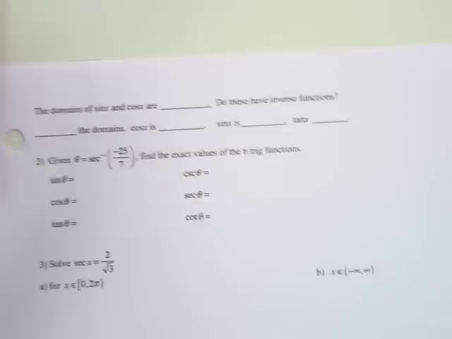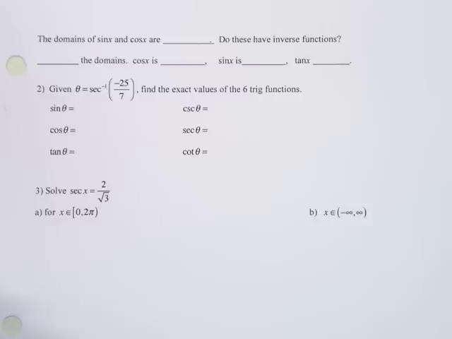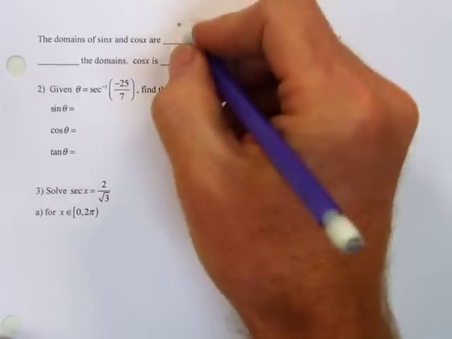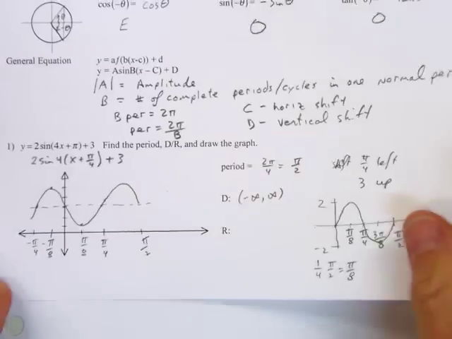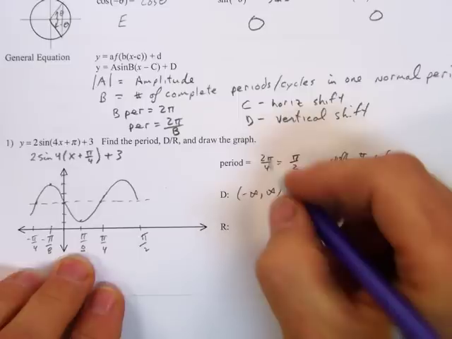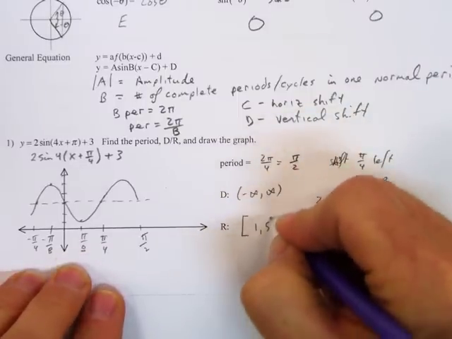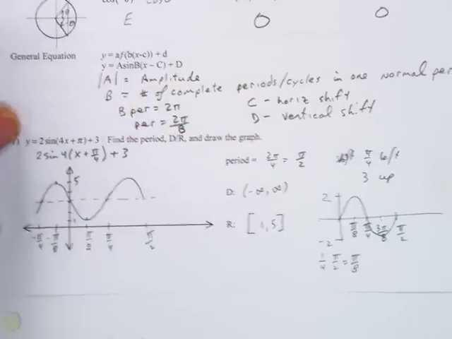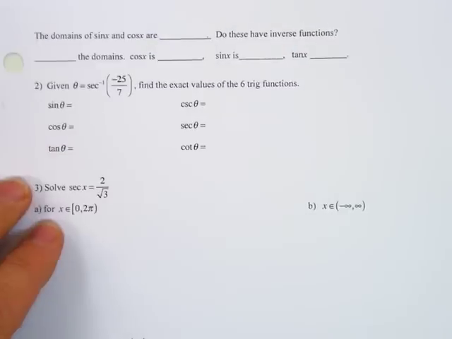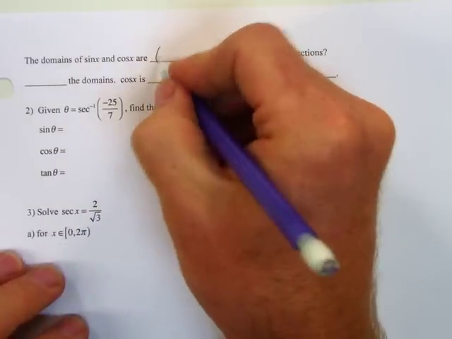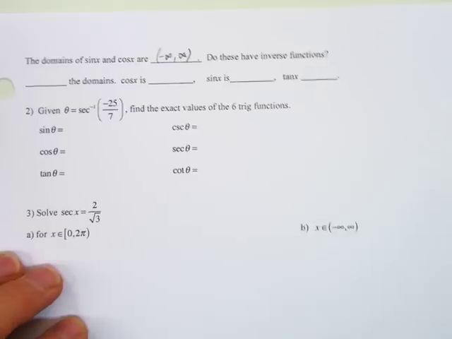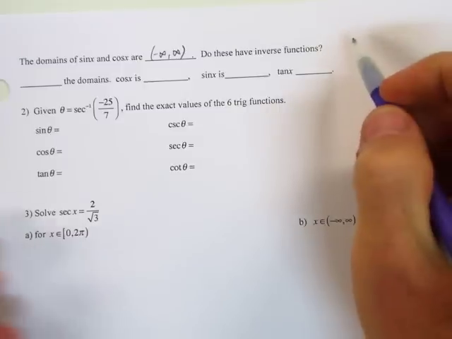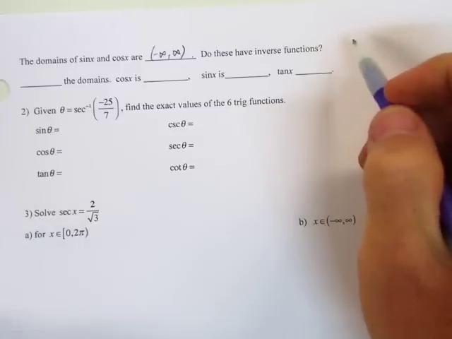Let's take a look at the next part. The domains of sine and cosine. I didn't finish the range for that problem. Our range values will be from 1 to 5. Oh, I forgot to label my scale. There we go. All right. The domains for sine and cosine are -infinity to infinity. Do these have inverses? Think about that question. The answer is no.